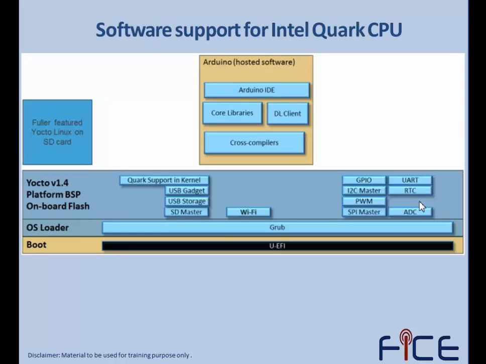So let's understand what support is available for the Intel Quark CPU as far as software is concerned. If you see the Intel Galileo board, it generally comes with a bootloader. The UEFI bootloader we generally prefer. Then it supports a Yocto Linux platform that has all the support like GPIO, I2C master, PWM, ADC, RTC, UART. All the supports are available on board. And it hosts some core libraries that help in designing Arduino specific applications. So this is how Intel Galileo is well supported by the Arduino API.